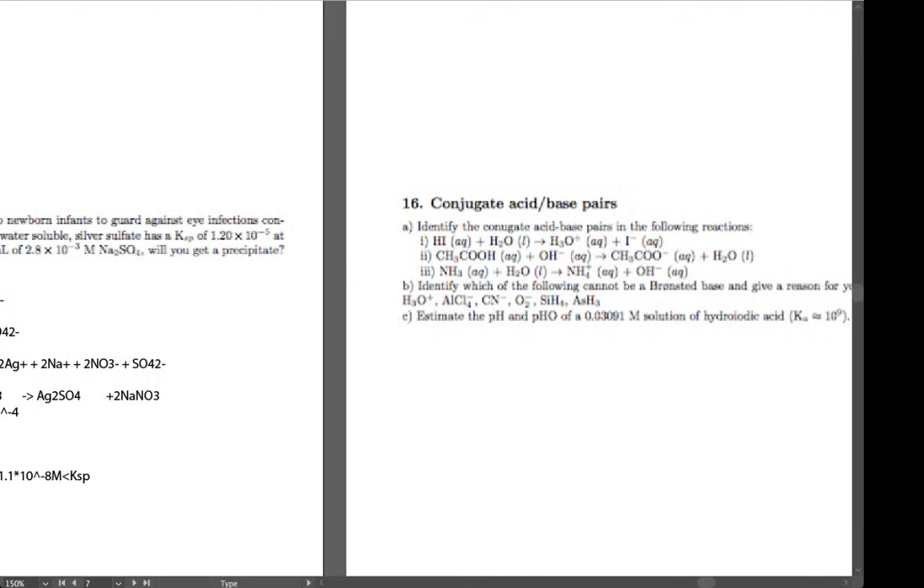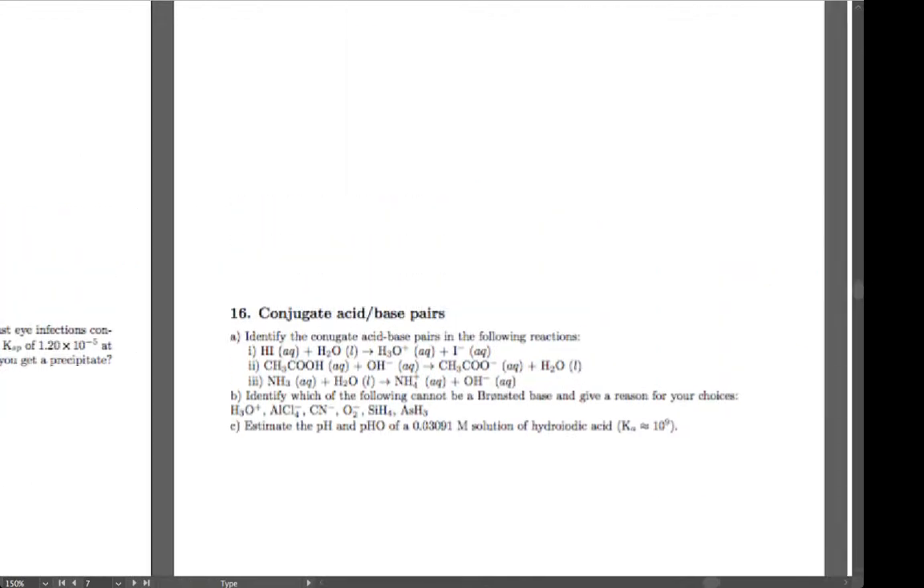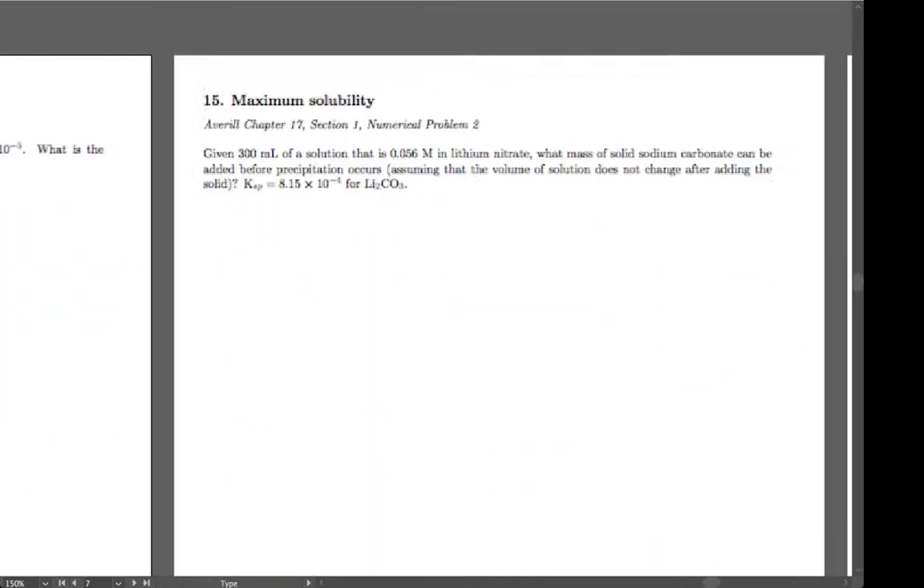So now we are going to number 15 here, the maximum solubility. Given 300 milliliters of a solution that is 0.056 molar in lithium nitrate, what mass of solid sodium carbonate can be added before precipitation occurs, assuming that the volume of solution does not change after adding the solid? Ksp equals 8.15 times 10 to the power negative 4 for lithium carbonate.